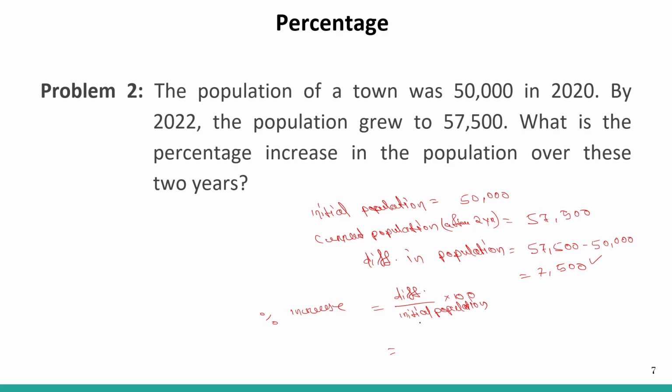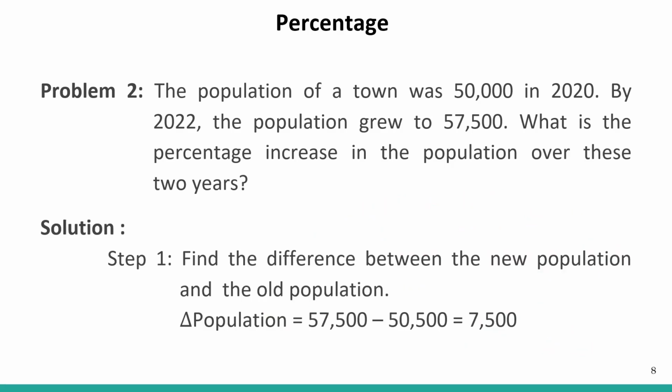So this will be 7,500 by 50,000 multiplied by 100. This is nothing but 750 by 500, which is 3 by 2. So it is a 1.5% increment. Let's see the step-by-step solution. Step 1 tells us that 7,500 is the difference in population.